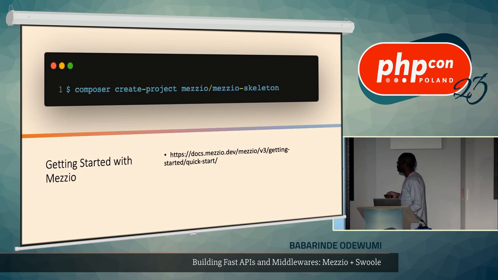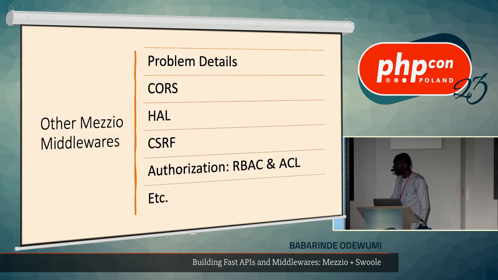All right. So to get started on a Mezzio project, all you need to do is call Composer to create the project. There's a skeleton application that you can use, and of course you have the getting started guide for Mezzio there.